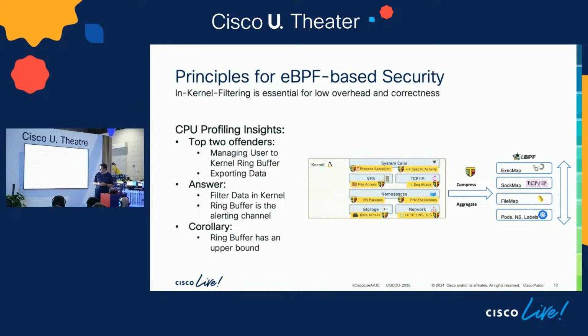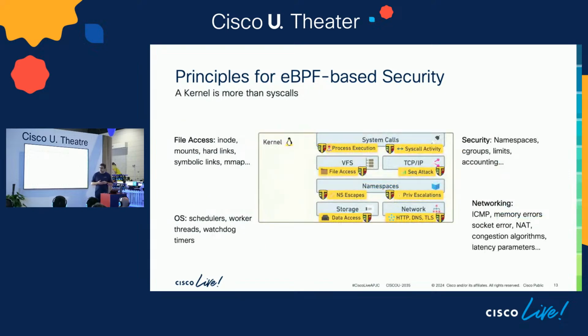And just to give you some principles of eBPF-based security, I think the top line right here is that in-kernel filtering is essential for low overhead and correctness. So being able to filter data or network traffic or whatever it may be in the kernel allows it to be very quick and effective, and allows it to find potential vulnerabilities or weak points or malicious traffic before it even makes it into the user space. That's one of the principles of it.